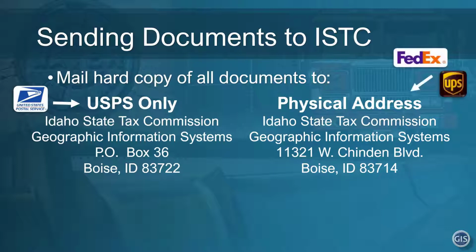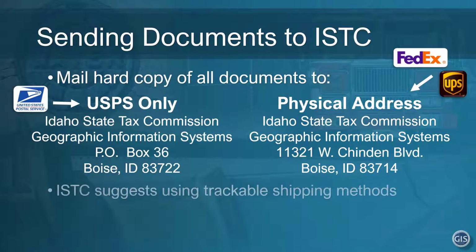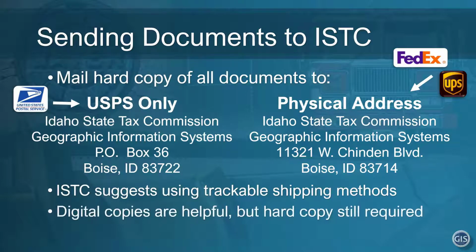If you use a private courier like FedEx, UPS, or others, send documents to 11321 West Chinden Boulevard, Boise, Idaho 83714. Additionally, we suggest using trackable shipping methods. And remember that even if you have sent us documents digitally, we still need a hard copy.